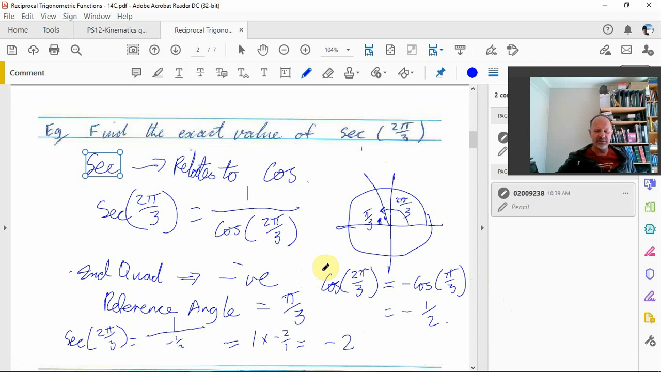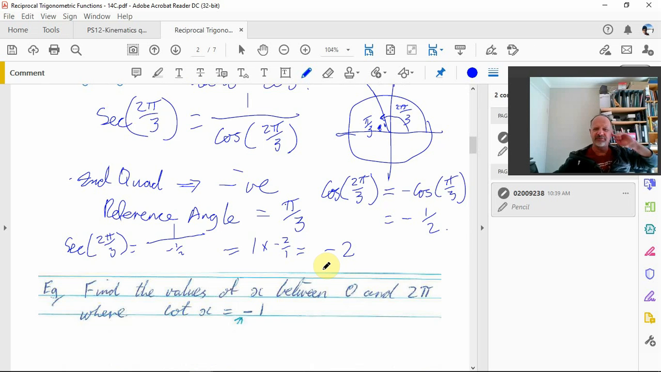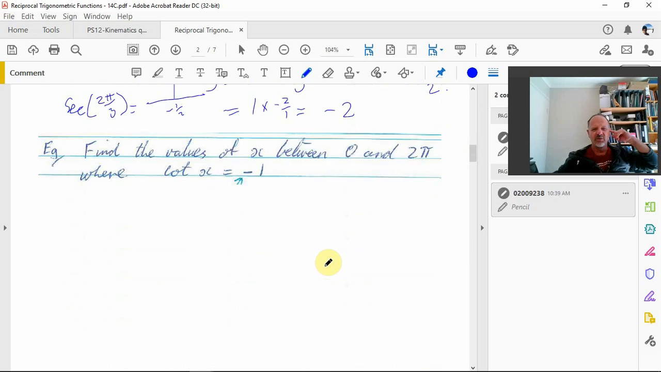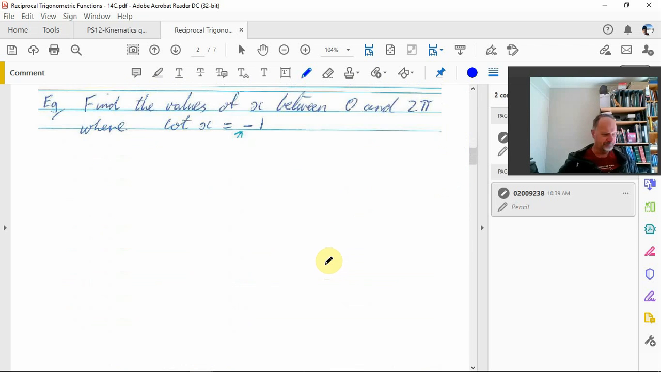All right, we can also solve equations. So find the values of x between 0 and 2 pi, where the cot of x is negative 1. All right, so cot is related to tan. So cot relates to tan. And so it's negative, and tan is negative. So we're in the second and fourth quadrants.